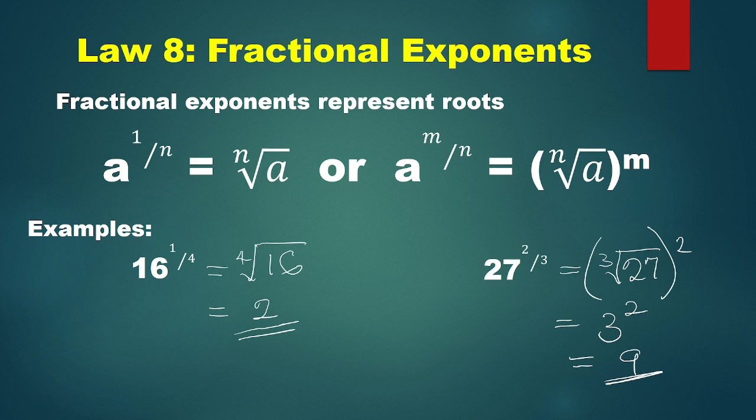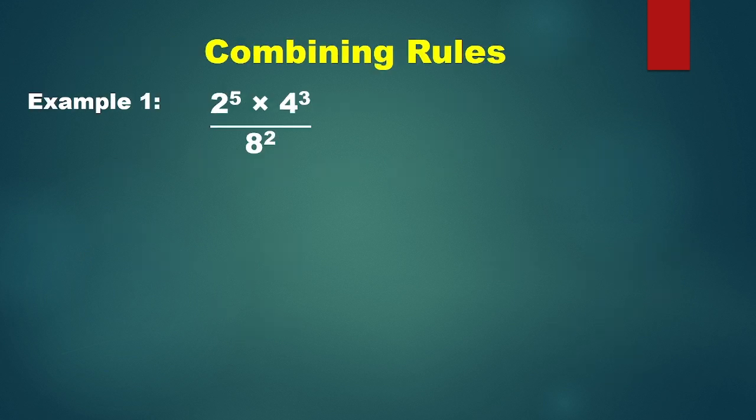Now we are going to dive into questions that require us to apply different laws. Let's start with an example. If I have 2 raised to the power 5 multiplied by 4 raised to the power 3 over 8 raised to the power 2, how do I simplify this question? Firstly, my numerator cannot be multiplied because I have different bases.